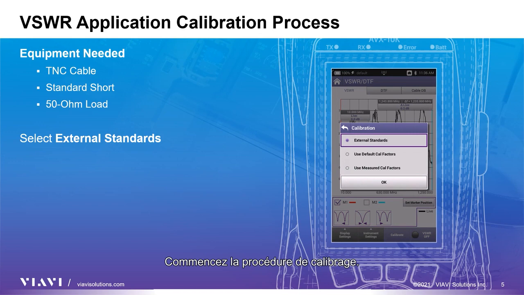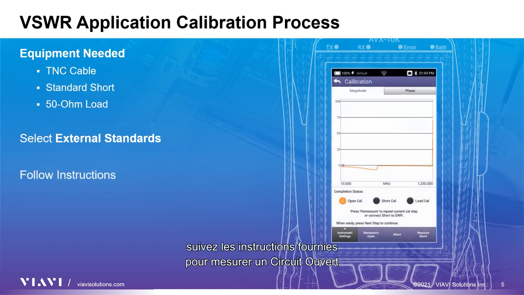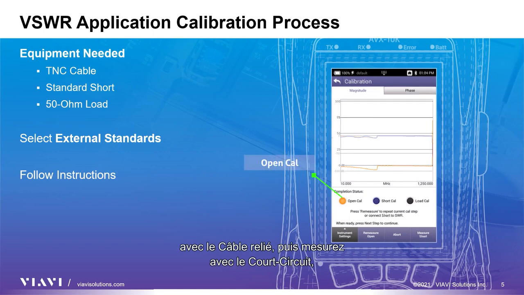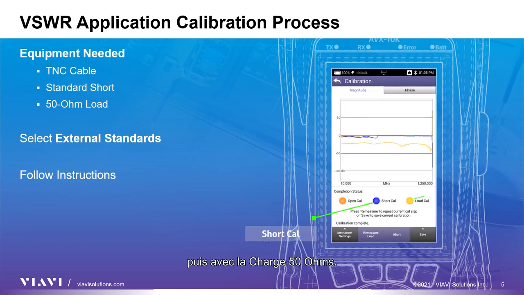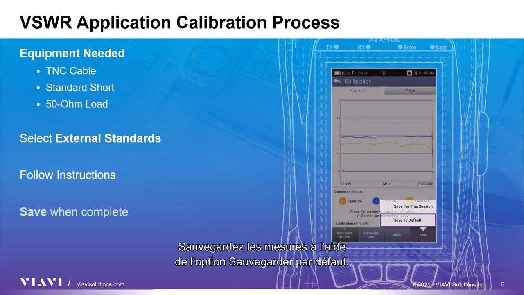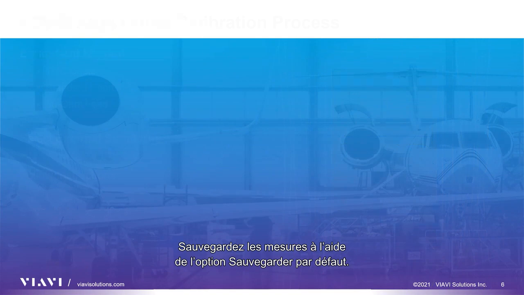Start the calibration procedure, select external standards and then follow the instructions provided to measure an open, with cable attached, then measure with a standard short, then measure with the 50 ohm load. Finally, save the measured values using the Save as Default option.